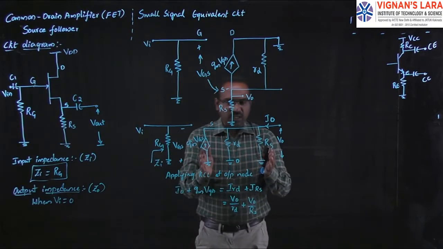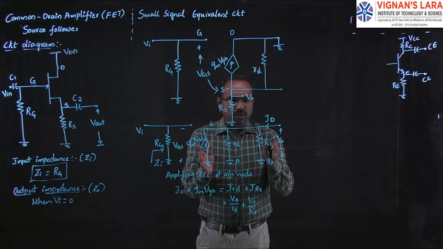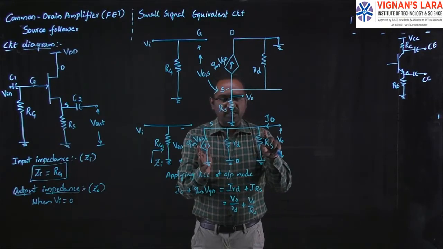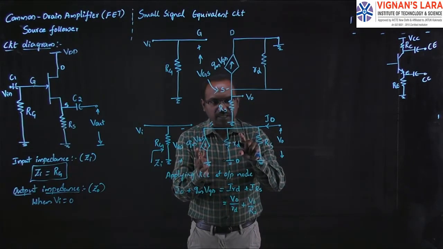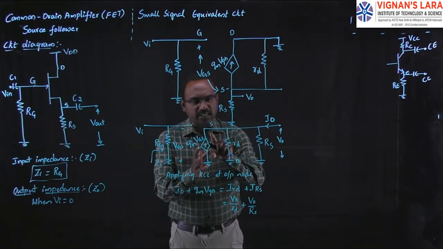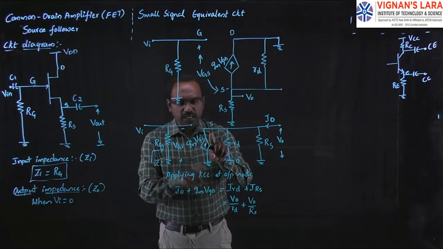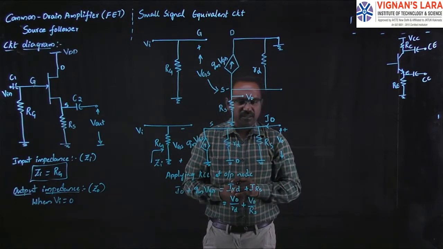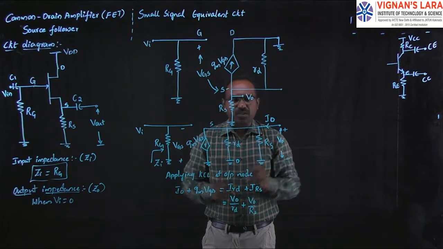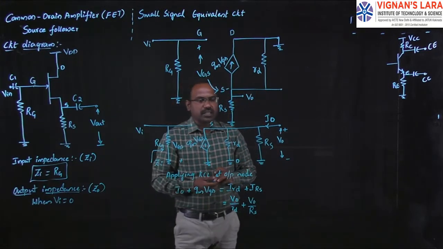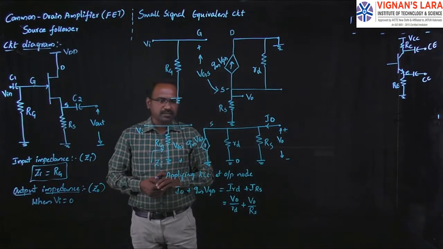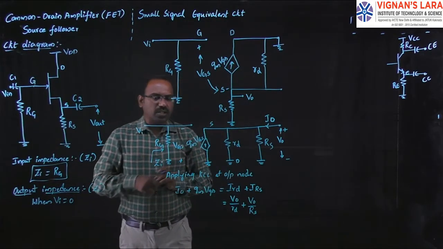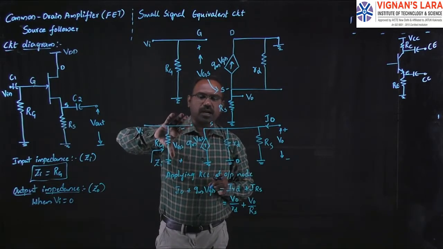If you look at this part, V0 is parallel to RS, so the voltage drop across RS is V0, the same as the drop across RD, and the same across this current source, V0. But the polarities are different. Why? Because V0 will be like this generally. That means I can write V0 is equal to minus VGS. So from this circuit diagram, are you getting my point, guys? You are not supposed to consider this part.